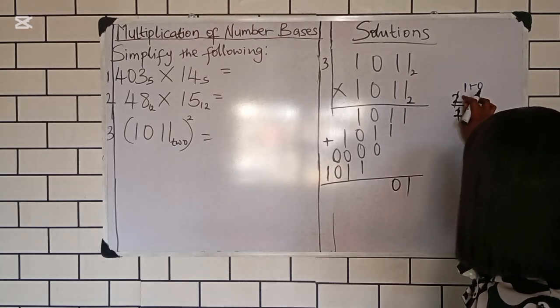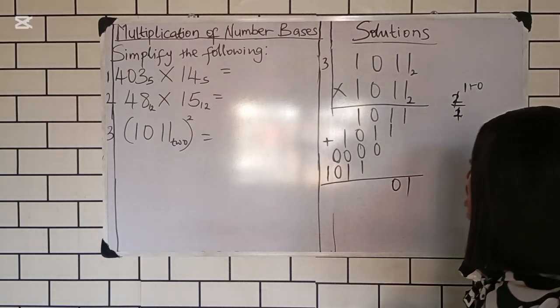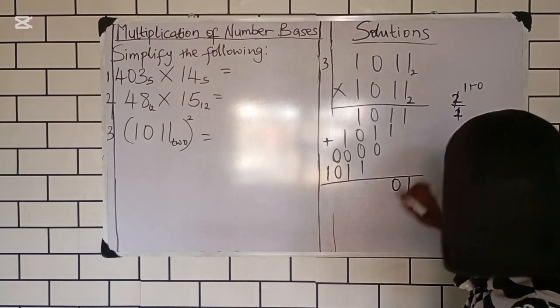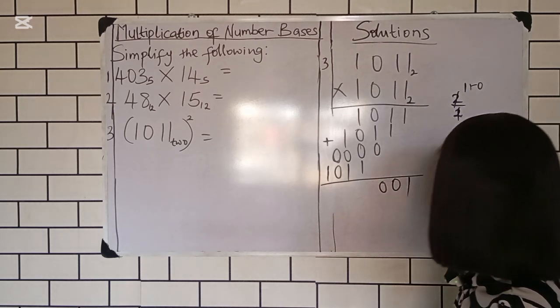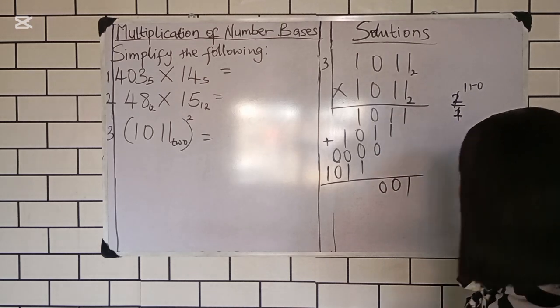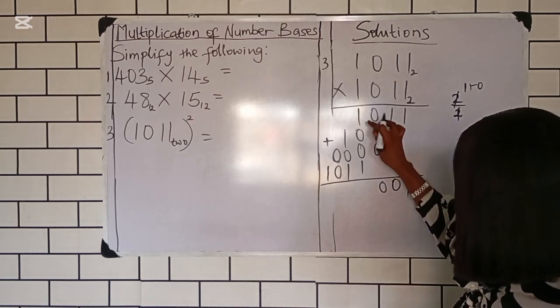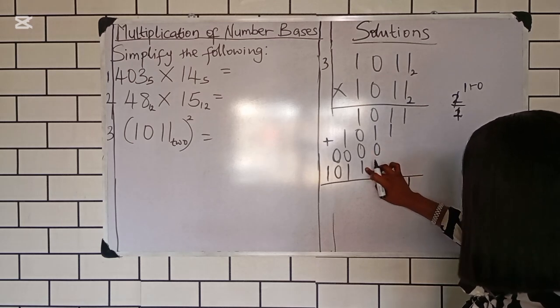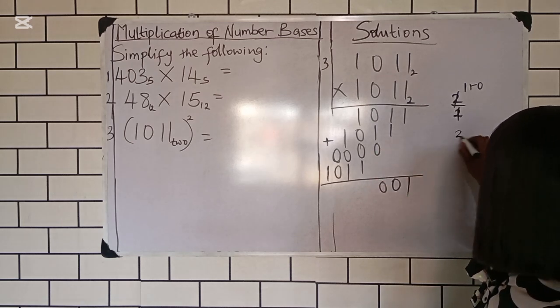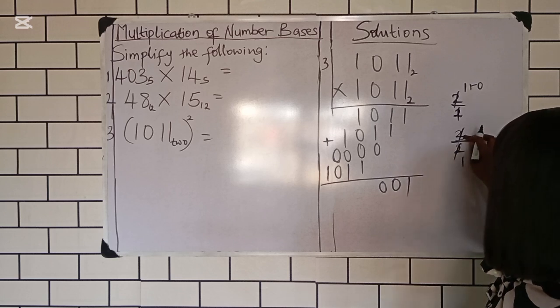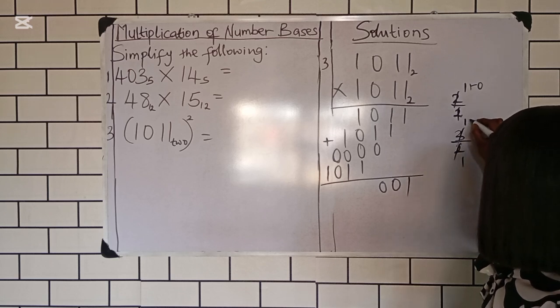Carry 1. The one you carry, add it to this 0 here. You have 1, plus this 1, 2. Plus this 0, 2. You still write your what? 0. Carry what? 1. The one you carry, add it to this one here. You have your 2. 2 plus 0 here, 2. Plus 1 here, 3. 3 in base 2 will give us 1.